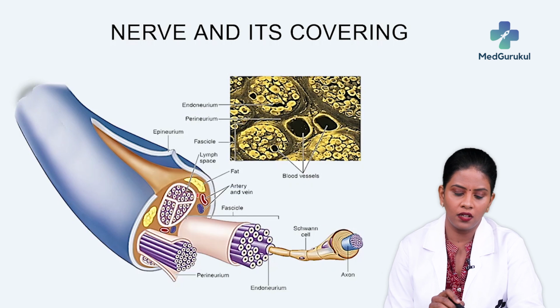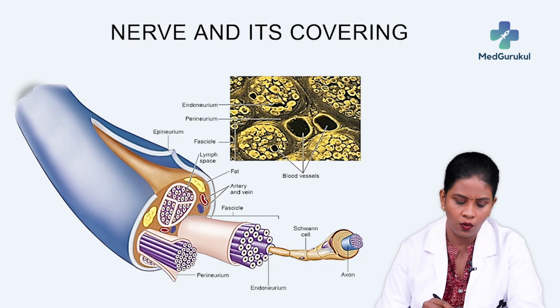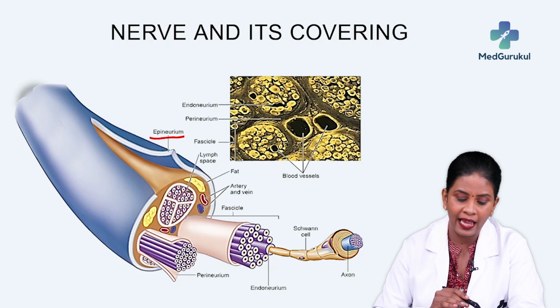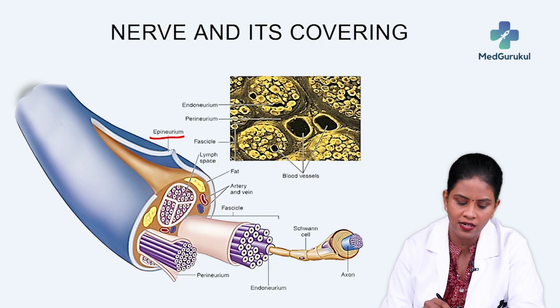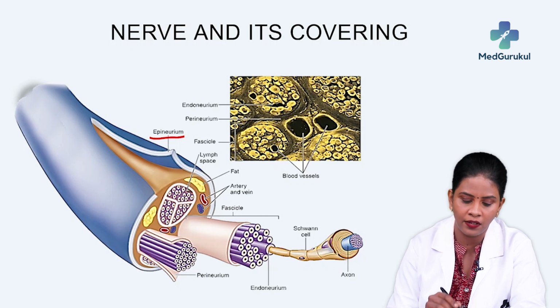Now, we will see about the nerve and its covering. So, what are the layers of connective tissue covering the nerve? From the outer layer, the outermost layer which is covering the entire nerve is the epineurium.